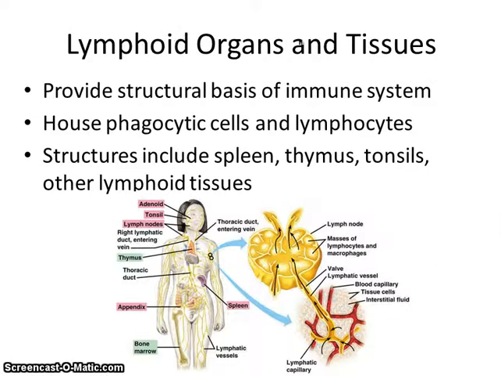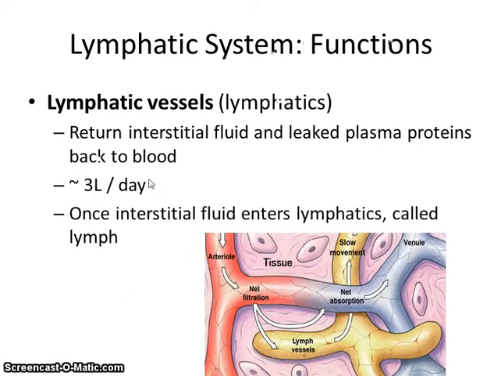Now let's look at the organs. Your lymphatic tissue provides a structural basis for the immune system. So what that means is that it's a place where a lot of our immune cells will be housed. So you've got lots of reticular fibers in there, and sitting on there you'll have different phagocytic cells, macrophages mostly, and then lymphocytes, both B cells and T cells, that we'll look at in depth in the immune system. So the large organs: spleen, thymus, tonsils, and then you've got other lymphoid tissues within different organs that we'll look at.